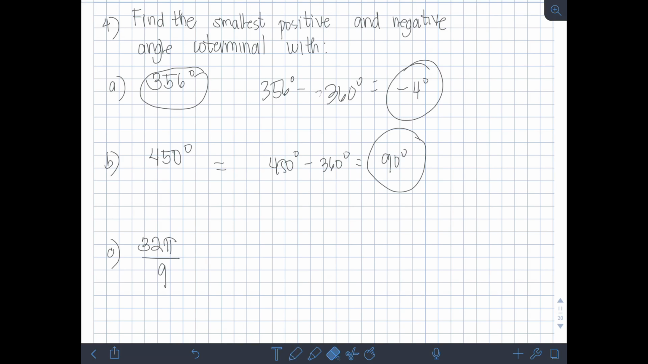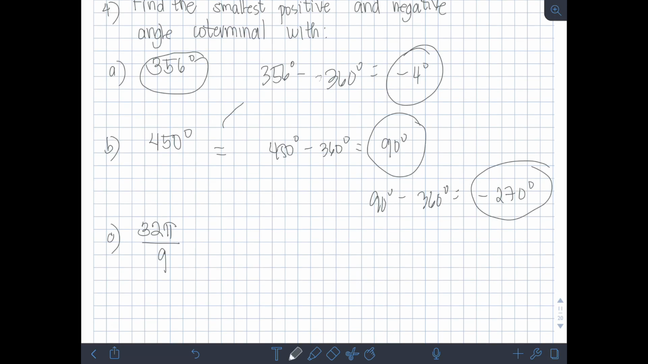So, diba ito na yung angle natin na less than 360 degree, yung 90 degree. Minusan uli natin to ng 360 degree, magiging negative 270 degree na siya. So, therefore, ito yung smallest negative angle natin na coterminal sa 450 degree. Okay, so minus lang tayo ng minus ng 360 degree.